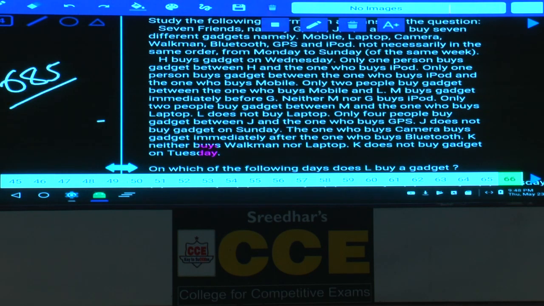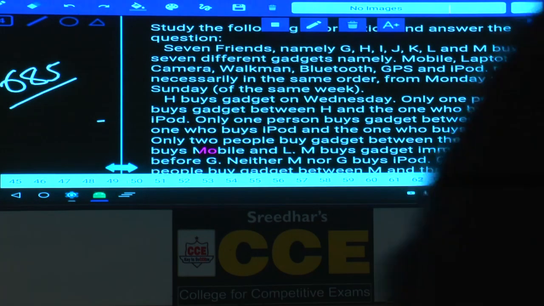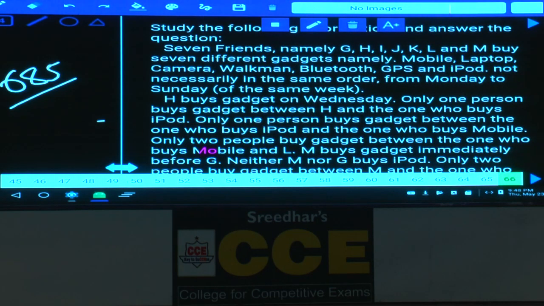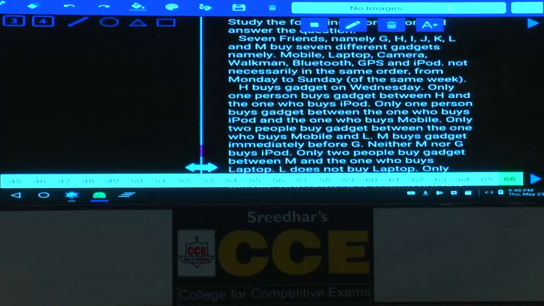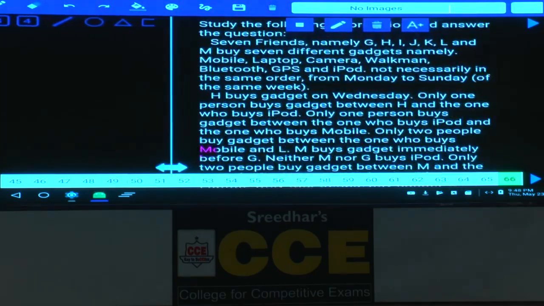Now in this paper number 685, question numbers 66 to 70. These questions are based on 7 friends, namely G, H, I, J, K, L and M, who buy different gadgets, namely mobile, laptop and so on. 7 different gadgets were there, from Monday to Sunday. Information clearly specified. Now they bought from Monday to Sunday, isn't it?